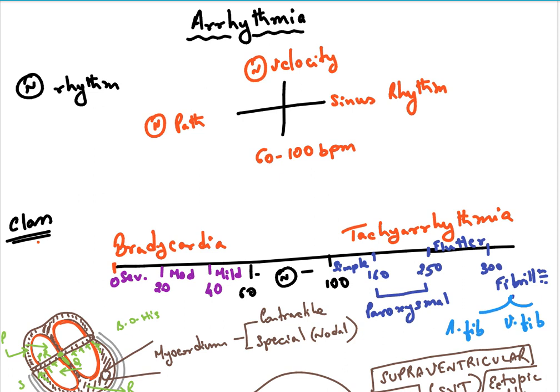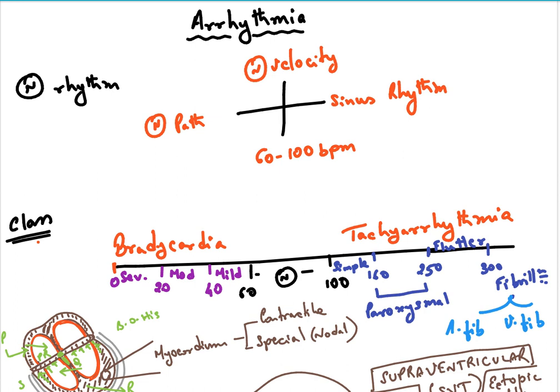For that there have to be four components. Number one is the rate, the frequency. The second component is the velocity. The third component is the path, and the fourth component is the rhythm. Suppose there is conduction from atria to ventricle going on, but that conduction is going very slow, or suppose the conduction is going very fast. Both are problematic. So the velocity has to be normal.